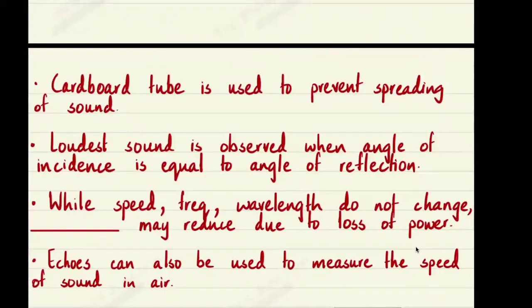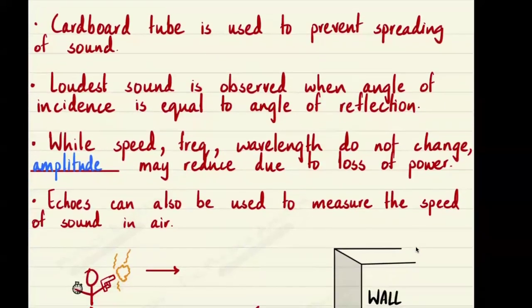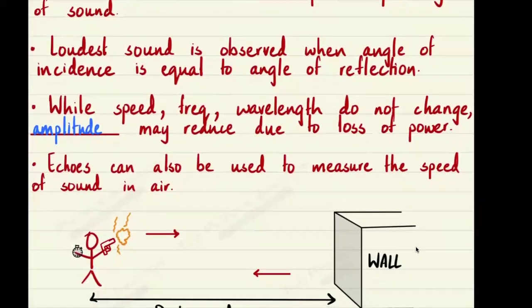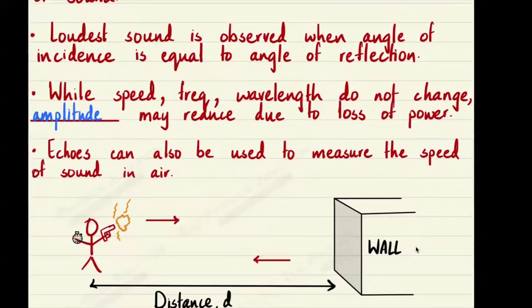Now, as we studied with reflection back in waves and also with light, speed, frequency, and wavelength do not change, but in reality, the amplitude of the wave may change slightly because of some loss of power. This we studied back when we were studying general wave properties, that amplitude is a direct indicator of the power or the energy content of a wave. So echoes can also be used to measure the speed of sound in air.